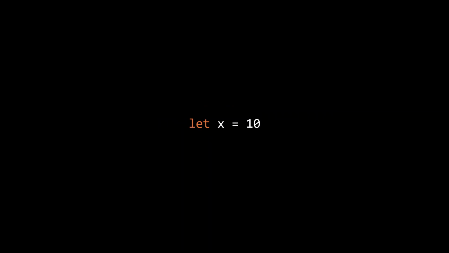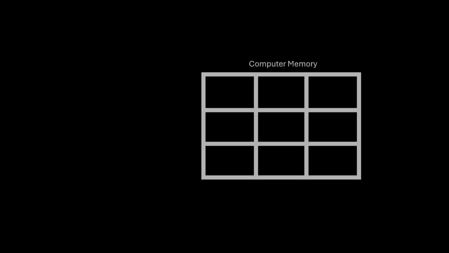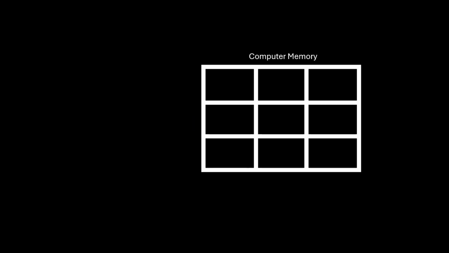Consider this expression, let x equal 10. Normally, you would think that we just put the value 10 inside the box labeled x, but that's not exactly it. Let's visualize this differently. Imagine the computer memory as a grid where each cell represents an address where a value can be stored. And we had our variable x directly pointing to the value 10 stored in the computer memory.